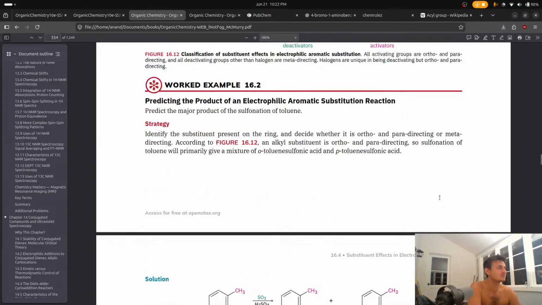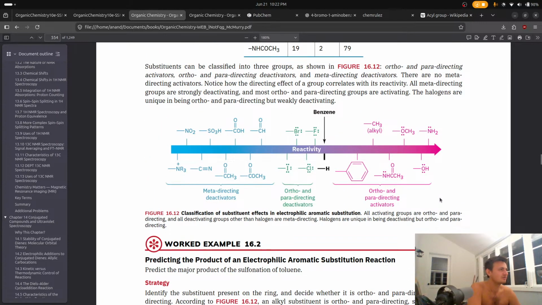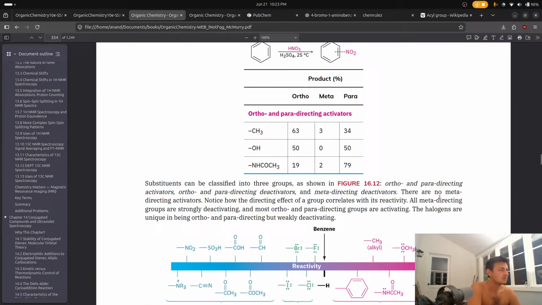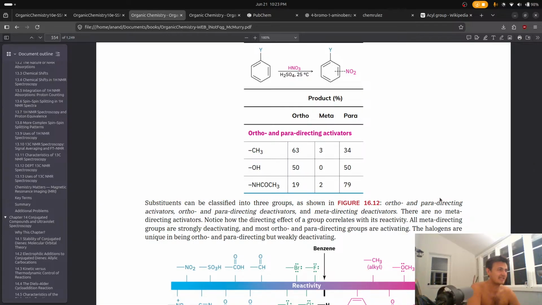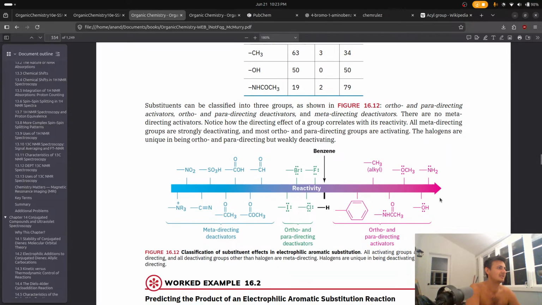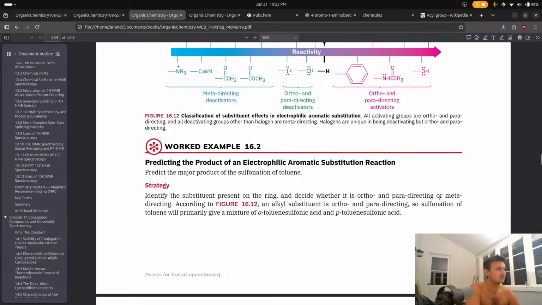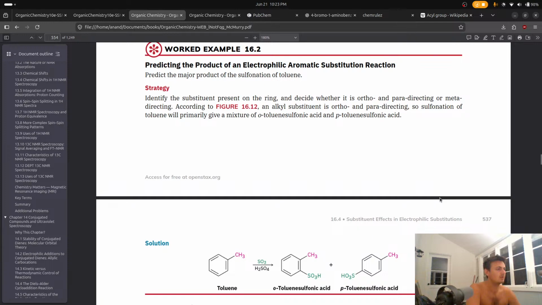Oh wait, let's go through this worked example real quick. Predict the major product of sulfonation of toluene. Well, it's going to be ortho, and it's activating, presumably because it's an electron donating group, right? I don't know, that's my initial feeling. So it's ortho-para.